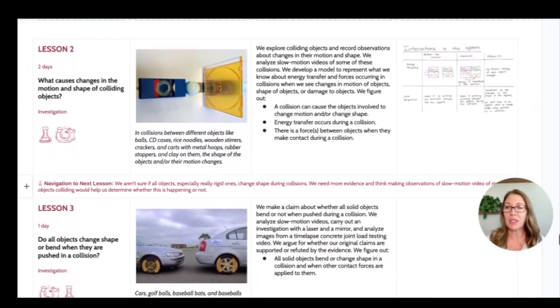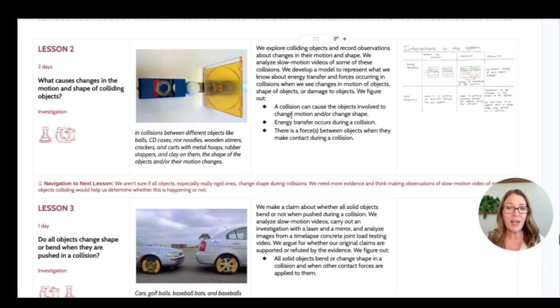In lesson 2, you can see that we're using this cart track system. This cart's going to be used over and over again throughout the unit. And you can see that there's a CD case in front. There's a golf ball in front here. Looks like there's a little modeling clay with a washer, usually used to weight the cart down. And so we're going to really explore collisions between different objects. It could be rice noodles or wooden stirrers or rubber stoppers, and we make observations.